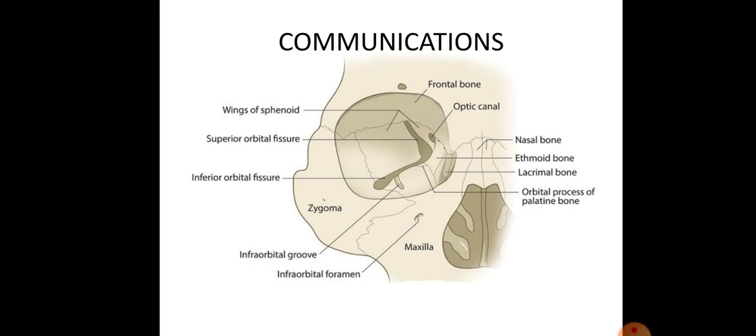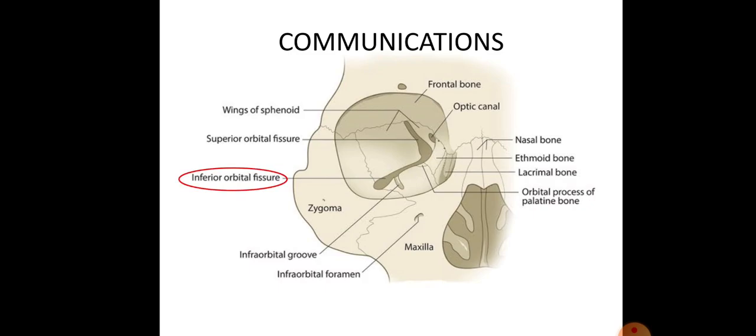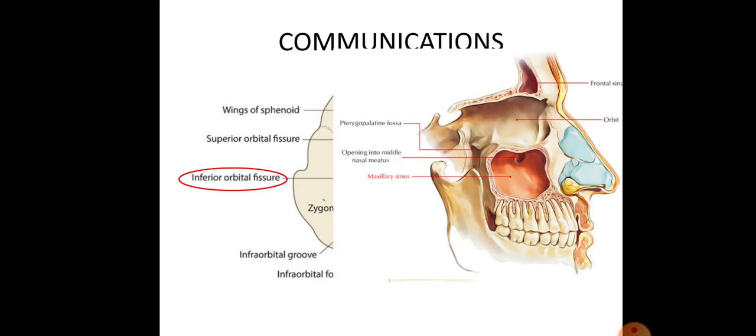What are the communications? Superior orbital fissure. It creates communication between the orbital cavity and the middle cranial fossa. You can see the arrows indicating the superior orbital fissure, which is the space between the lesser wing of the sphenoid and the greater wing of the sphenoid. The inferior orbital fissure. It is a communication between the orbital cavity and the pterygopalatine fossa. It is located just slightly posterior to the orbital cavity and the maxillary sinus. We have seen this in the previous classes.